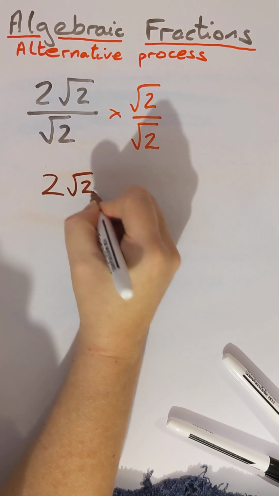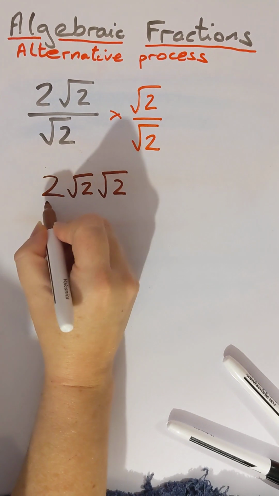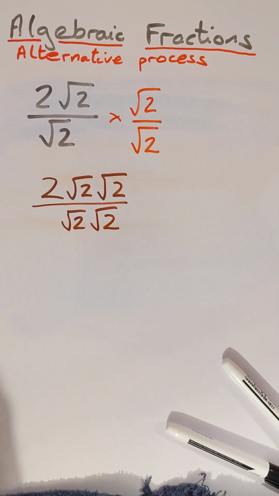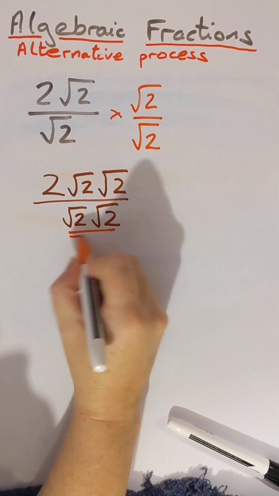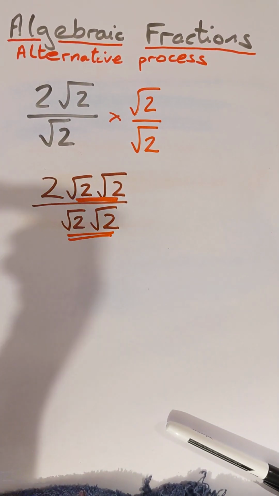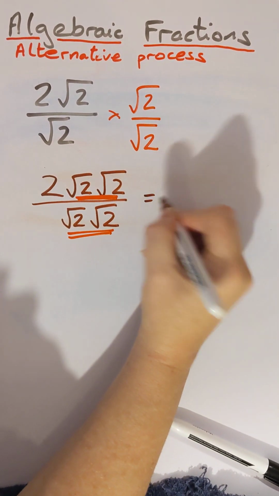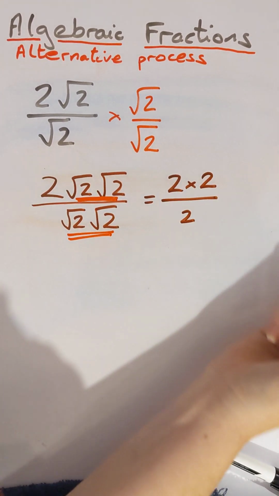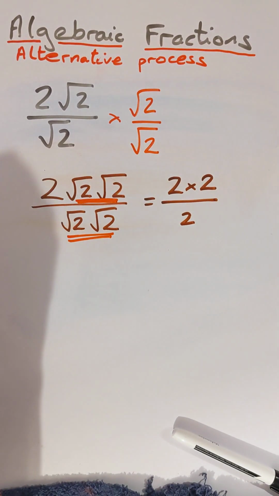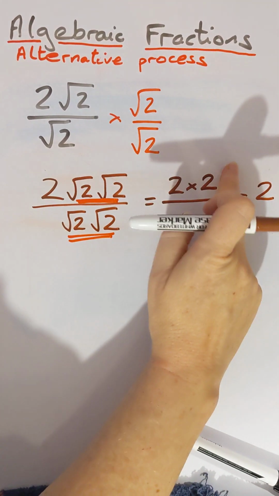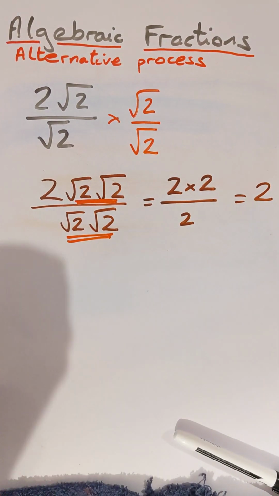What this gives us is 2 root 2 times root 2. And you should hopefully know by now that a pair of square roots square out. So that gives you 2 times 2 on the top and 2 on the bottom. And we know that 2 times 2 is 4, half that, you end up with 2. Or you can cancel 2 from top and bottom, you end up with 2 over 1, which is always written as 2.